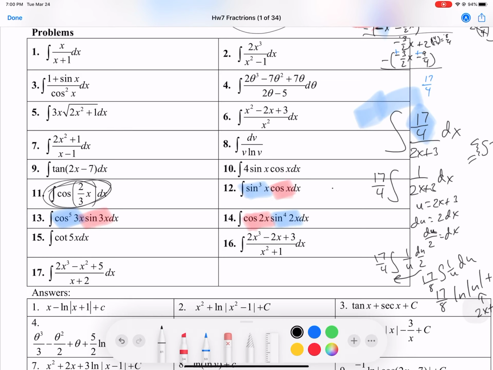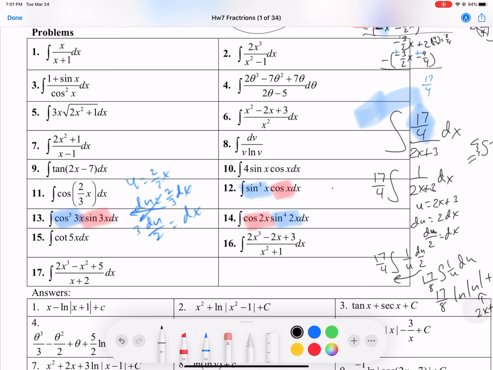Number 11, do we know what the integral of cosine is? We do. The integral of cosine is sine, and that 2x is what we're going to u sub in this place. So u will be 2 over 3 x, du is 2 over 3 dx. We always solve for dx in the end. dx is du times 3 over 2, because we're multiplying by 3 and dividing by 2. So that's what we're going to bring back. This is u substitution.